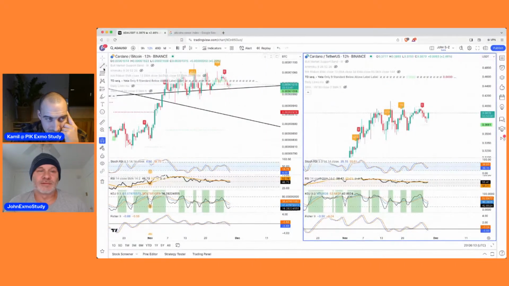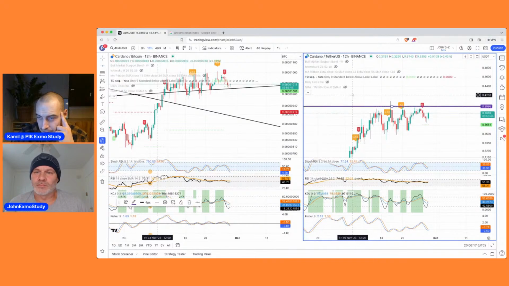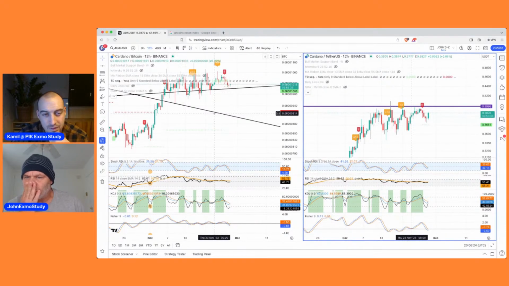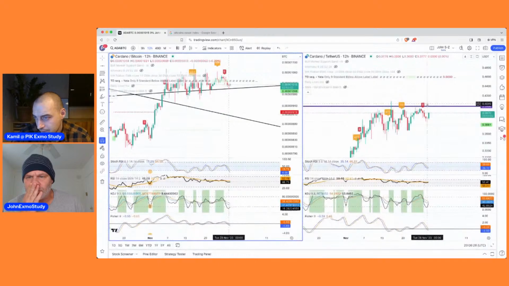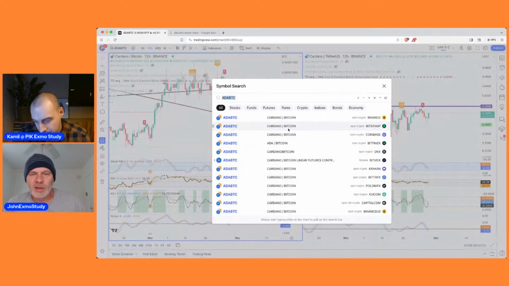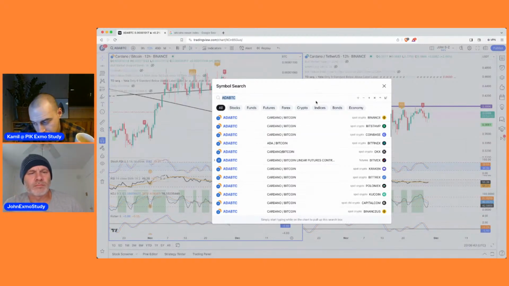Once we break and close above here, guys, game on. But until then, just observe it. Find other options. You can set an alert, right? I mean, we see it every day, so you don't really need to set an alert, but if anybody's interested, anybody can set an alert for game on.